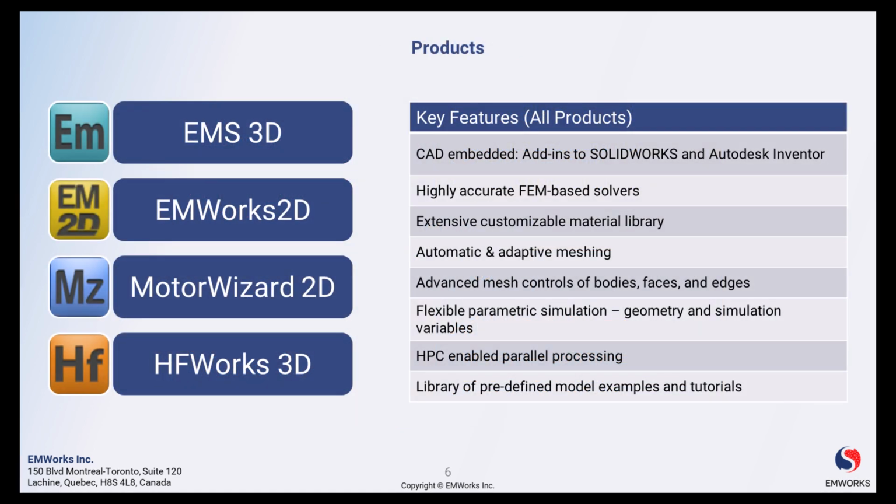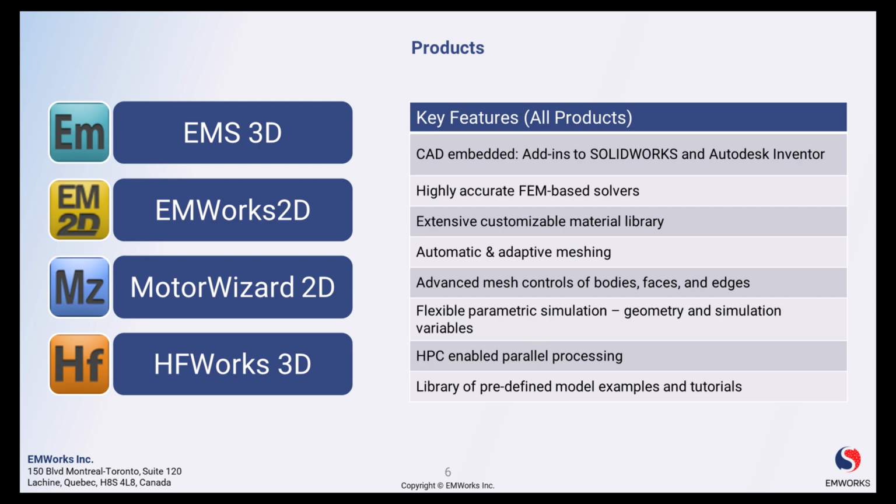EMWorks offers a range of simulation products tailored to the analysis needs of electrical and electromechanical engineers. EMS 3D provides comprehensive 3D electromagnetic field simulation with optional multiphysics capabilities. EMWorks 2D offers 2D electromagnetic and thermal modeling for applications like rotating machines.